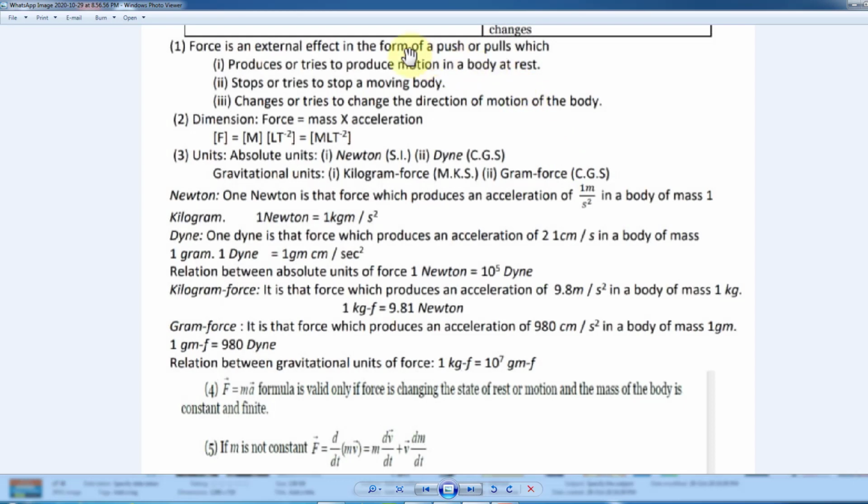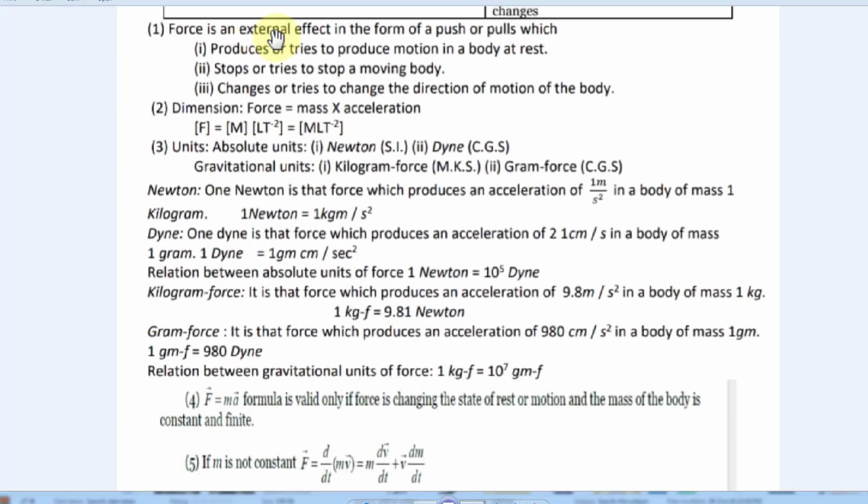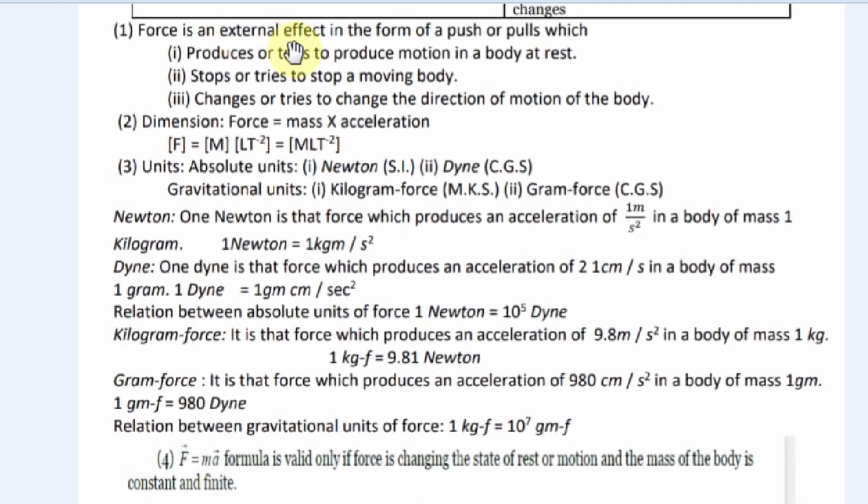So children, you can see in front of you first some points are given. In that, the starting points we already discussed in the previous class. We will just review it. So first point is what? Force. What is force? Force is an external effect in the form of a push or pull. Any body, suppose it is at rest, then you have to give an external effect to bring it in motion. So how can you give the effect? By pushing the body or pulling the body.